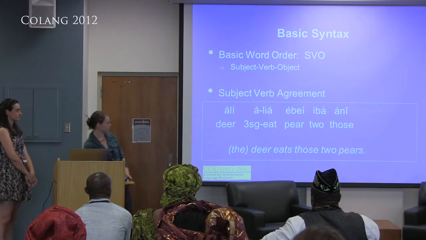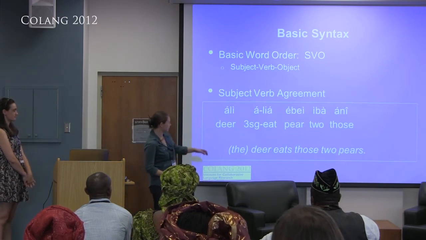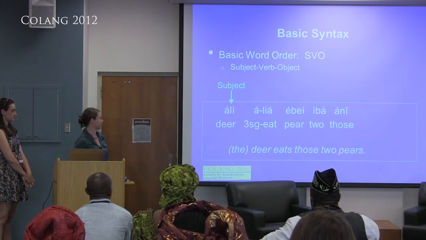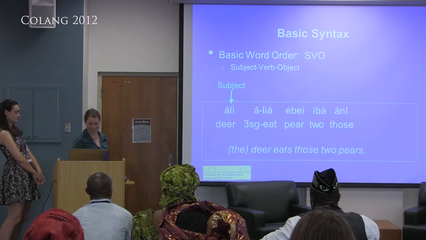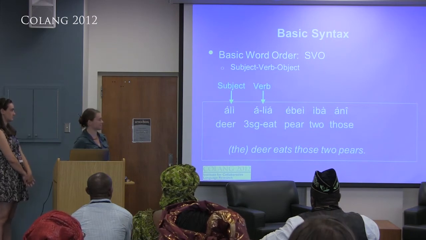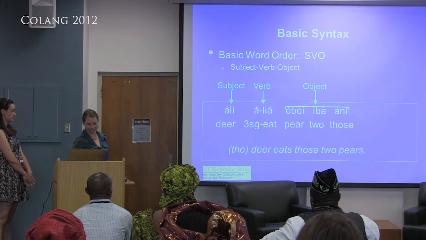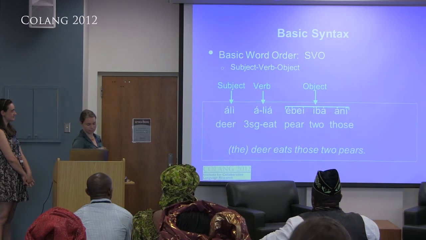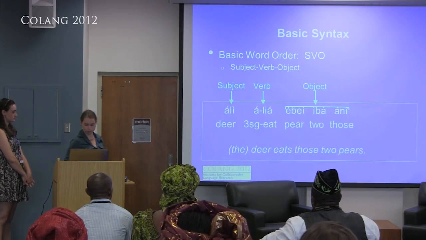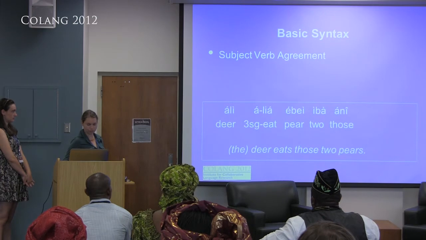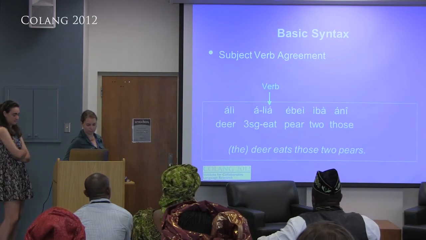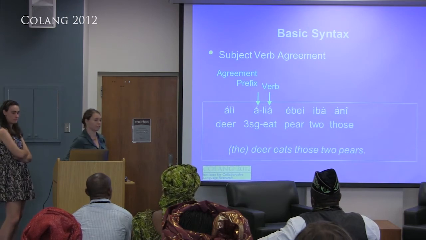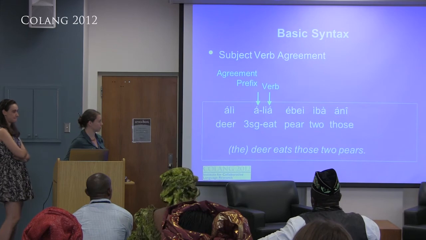So here it is. Here's your first sentence in Uda. And we have, like I said, a subject. This is a good place to start. A verb, also a good thing to have. And then we have our object. So the deer eats those two pears, and those two pears is your whole object. We also have subject and verb agreement. So here's our verb, and we just have a nice little agreement prefix. There's nothing too complicated going on here.